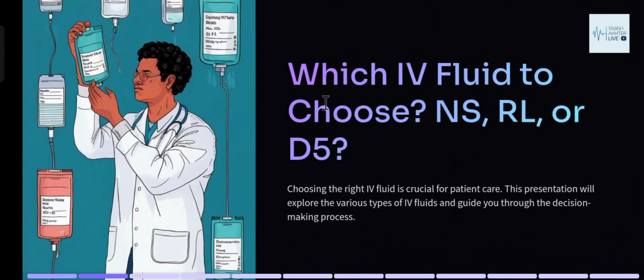Introduction. This slide introduces the critical decision-making process in choosing the appropriate IV fluid. The core message is that selecting the correct IV fluid, whether it's normal saline, NS, Ringer's Lactate, RL, or Dextrose 5%, D5, is essential for effective patient care. The slide emphasizes the importance of tailoring IV fluid choices to meet specific patient needs, as the right selection can significantly impact patient outcomes. Slide 2.